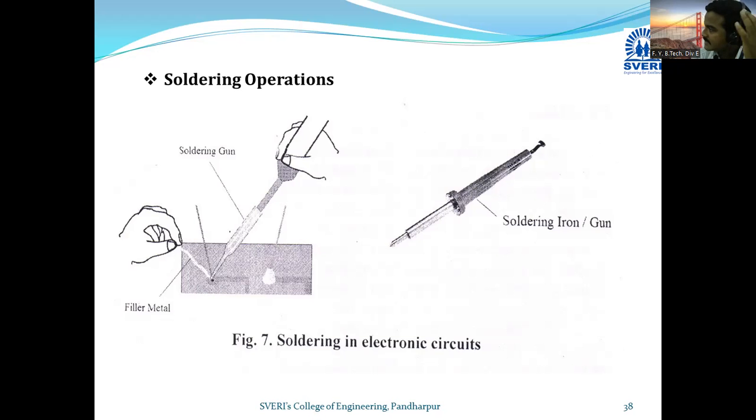Then disadvantages. Low power is required, correct. Disadvantages: the strength of the joint is comparatively less than the welding process. If you compare this soldering with the welding process, which strength is more?